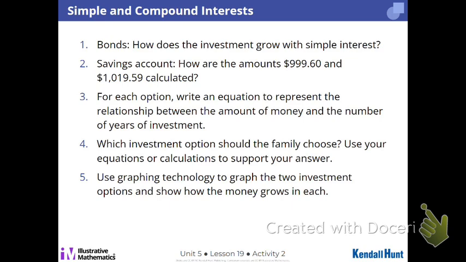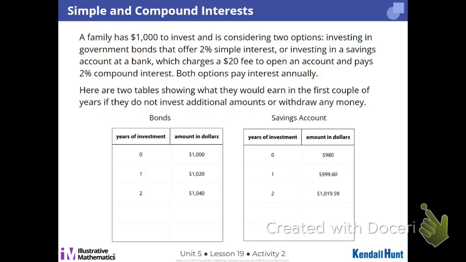So you're going to explain how they grow, okay? Then you're going to write the function for each, and then you're going to make a choice. Which one should your family invest in and why? Then we'll look at the graphs together. So 1 through 4 here with your partner. Get after it. I would do the table first.